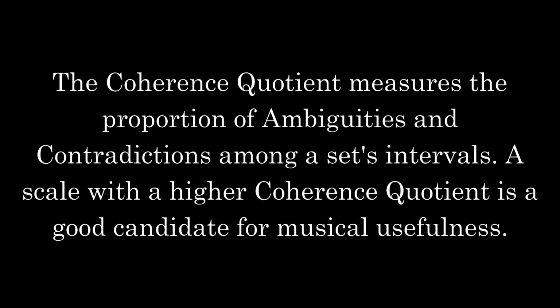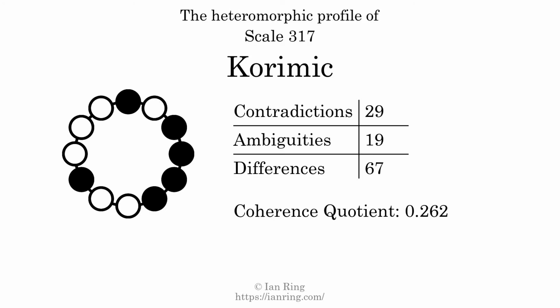The coherence quotient measures the proportion of ambiguities and contradictions among a set's intervals. A scale with a higher coherence quotient is a good candidate for musical usefulness. The coherence quotient is 0.262.